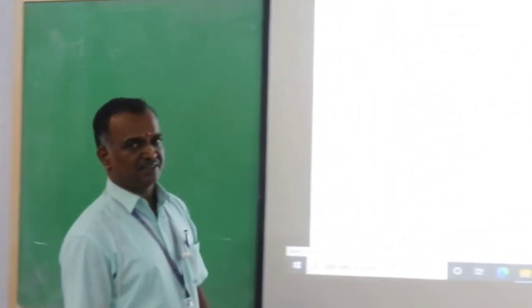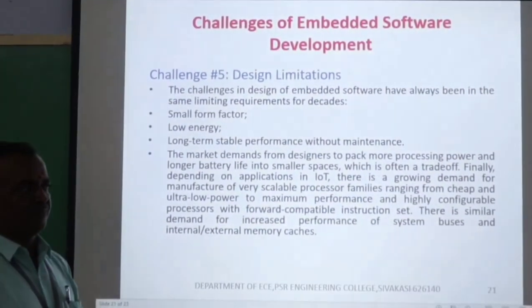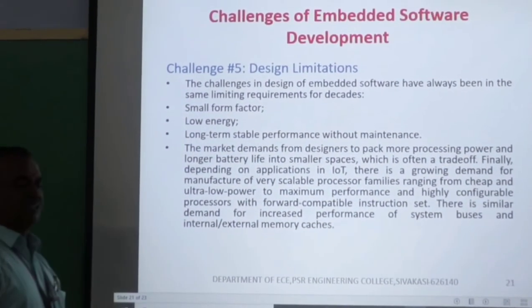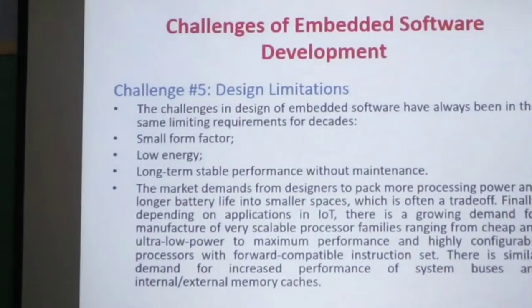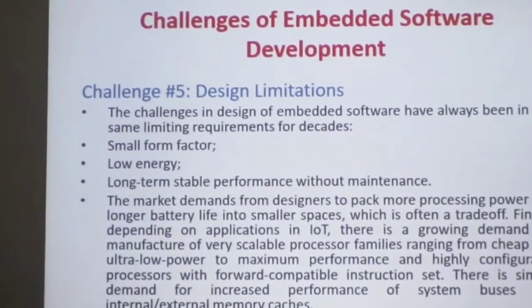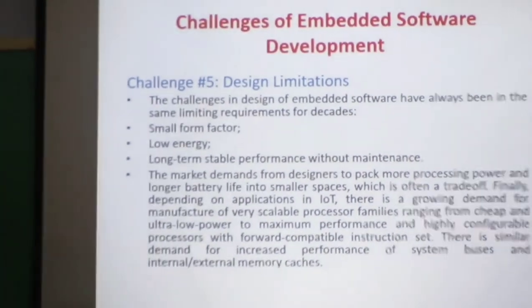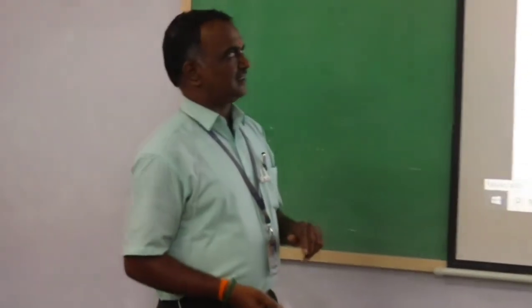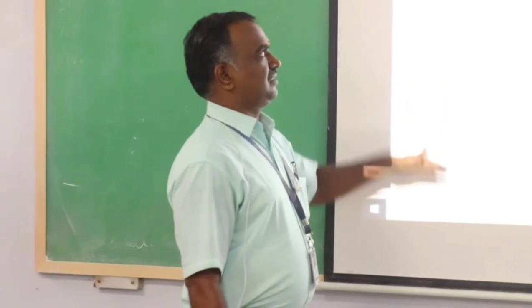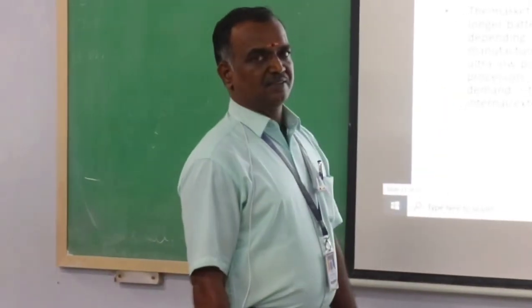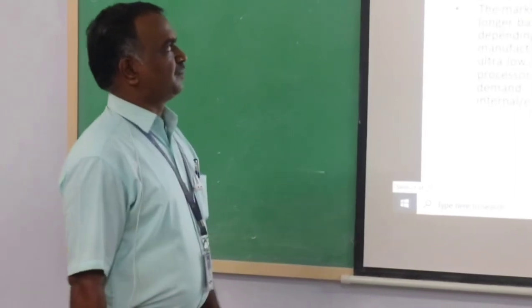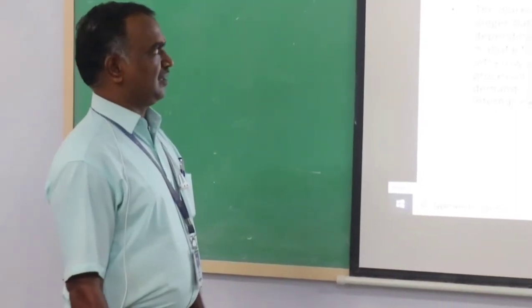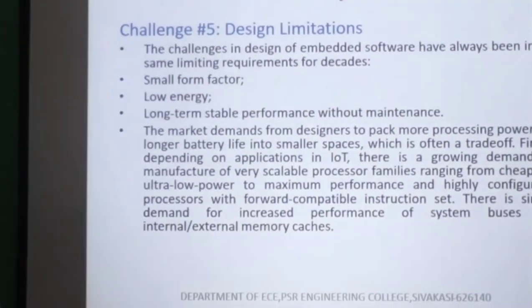Next one, design limitations. Embedded systems must have a very small form factor. It should consume very little energy, and the performance of the systems should be long term. The output should be the same all the time without any maintenance. That is the design limitation for embedded system development. It should provide a small form factor, consume low energy, and provide stable performance all the time without any maintenance.